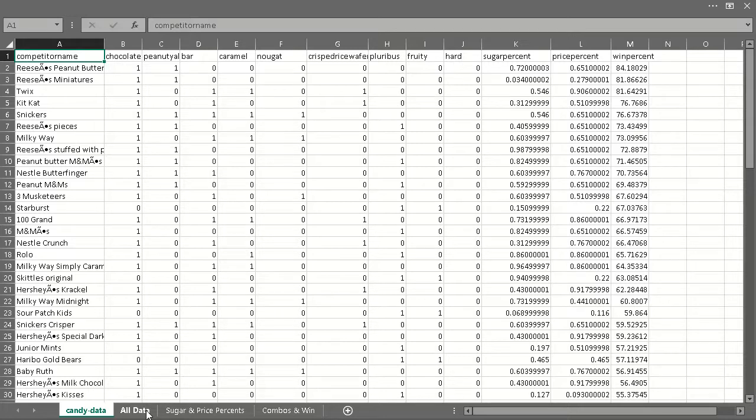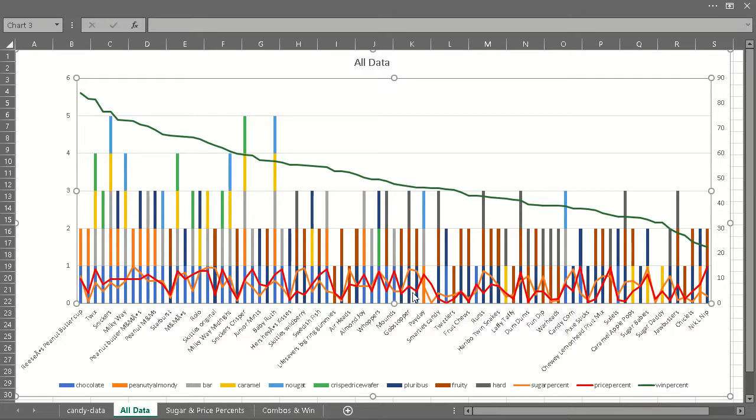So using all of the data, we can see it's a little bit much to absorb and analyze all at once. You have the win percent here, and these are the different categories. And these two lines down here are the sugar and price percent. So if we want to actually analyze this and figure out what's going on with these numbers, we need to break it down individually a little bit.